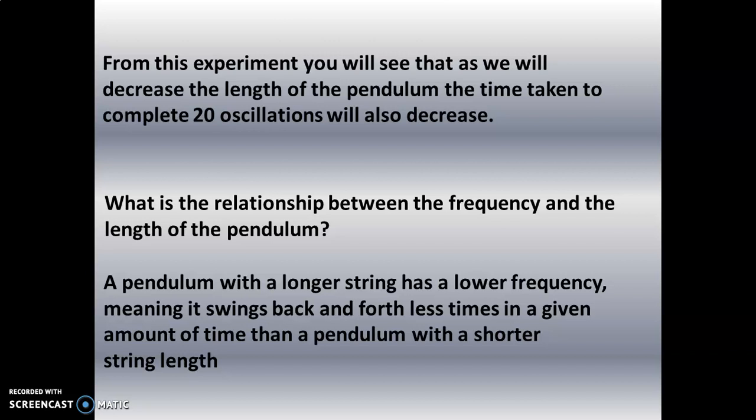So the relation between the frequency and the length of the pendulum is: a pendulum with a longer string has lower frequency, meaning it swings back and forth fewer times. So with a long string, the oscillations will be fewer, so frequency is also less. Where the length is shorter, the oscillations will be more, and the frequency will also be more.